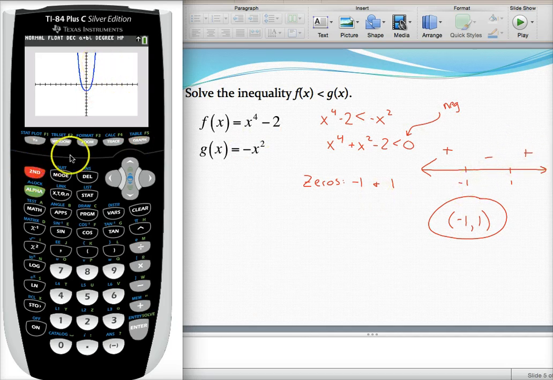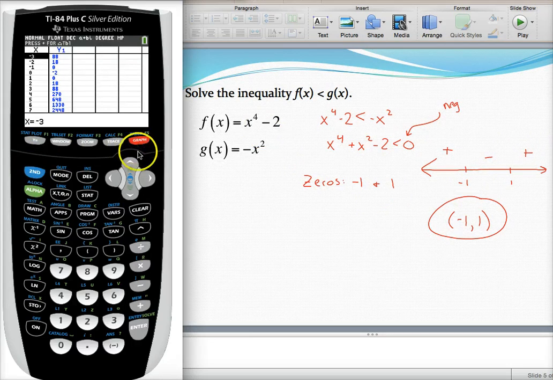We can also double check that by looking at the table. And again, pick an x value smaller than -1, same thing we've done in the previous videos. I can see that the sign of the y value is positive, so everything over there is positive. Pick a number between -1 and 1, like 0, and I can see my y value is negative. And then pick a number bigger than 1, and I can see that my y value is again positive.